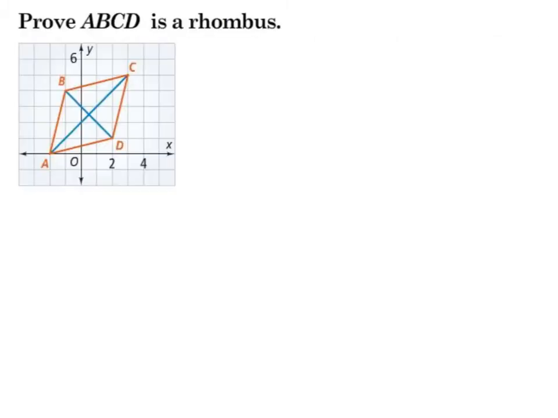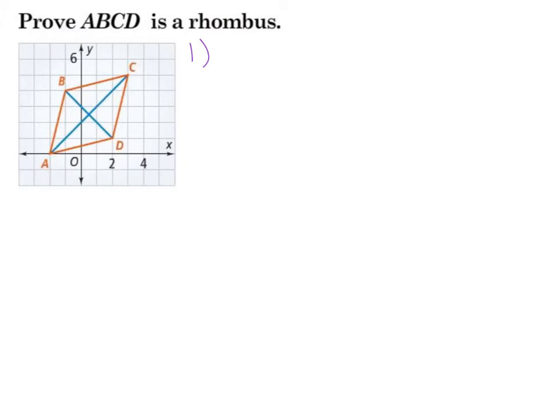Okay, this example, we're going to prove that ABCD is a rhombus. In order to do that, we first need to show that it is a parallelogram, and then we're going to show that the diagonals of this rhombus are perpendicular. So in order to show that it is a parallelogram, we can find the slopes of the opposite sides and prove that the opposite sides are parallel.